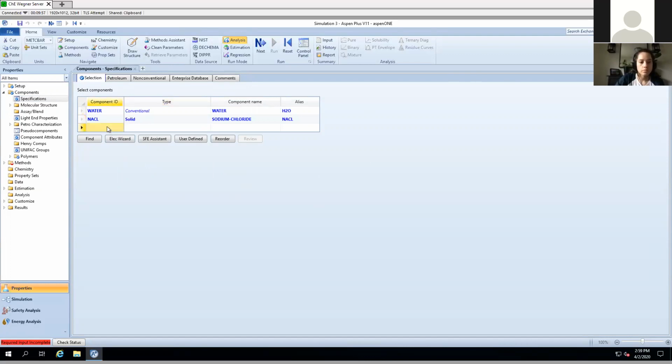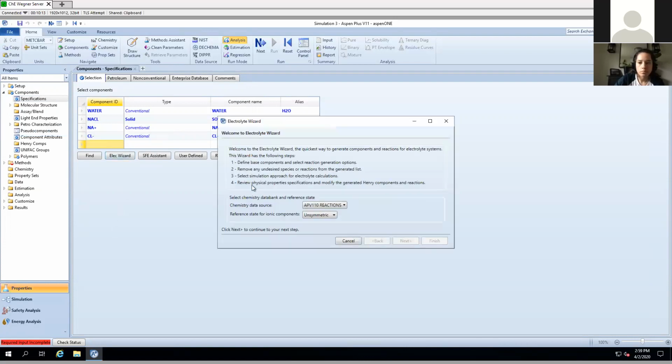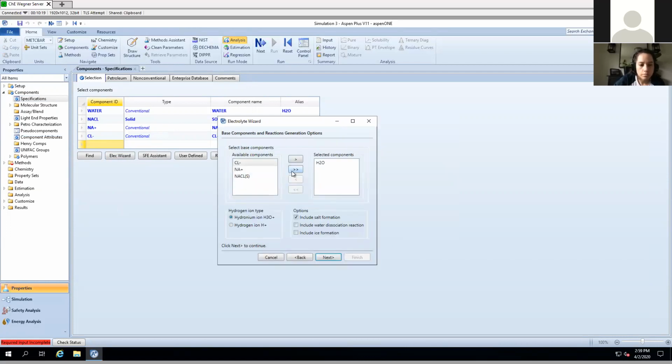Then what I'm going to add is Na+ and Cl-, because I know in the system, sodium ions are going to form and chloride ions are going to form. Continuing, so we're going to hit the electrolyte wizard. We don't change anything here. We're going to move everything over. We're going to leave everything else as is. Hit next.